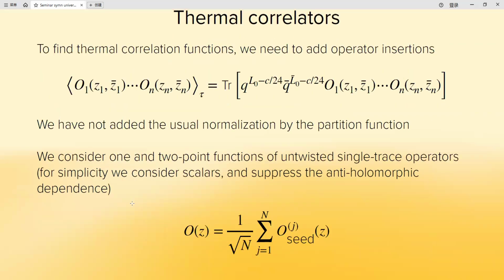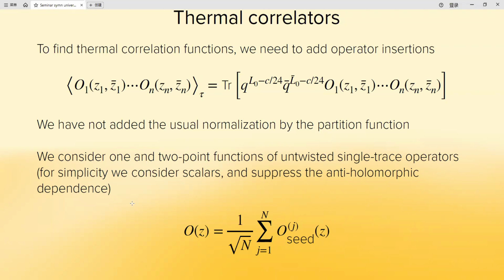All right, so thermal correlators. To find thermal correlation functions, all we have to do is add operator insertions to our trace. So this is the definition. And here we haven't added the usual normalization by the partition function. You can do it. It's just less cluttery notation without it. And we will consider 1 and 2 point functions of untwisted single trace operators. For simplicity, we'll consider scalars, but you can also do operators with spin. And we will suppress the anti-holomorphic dependence where possible.